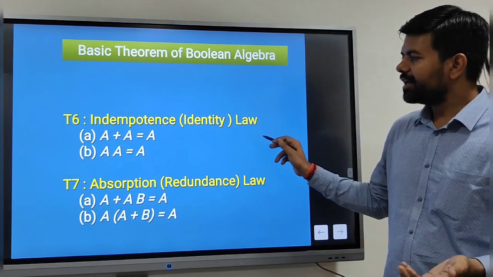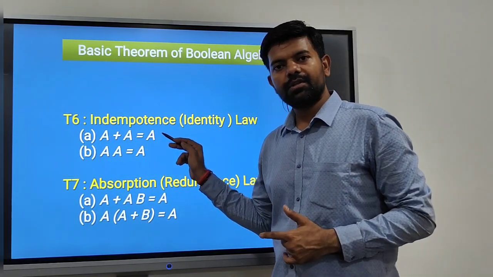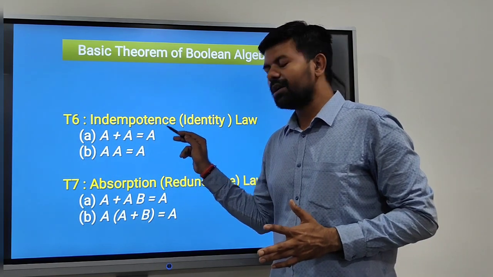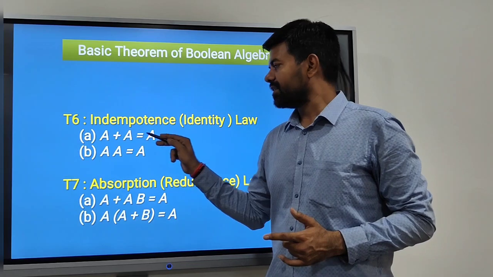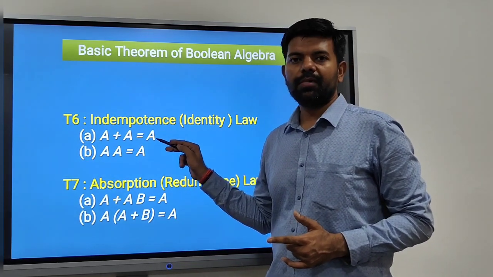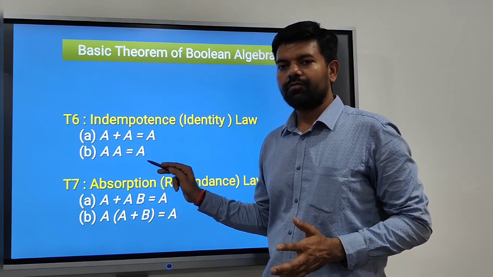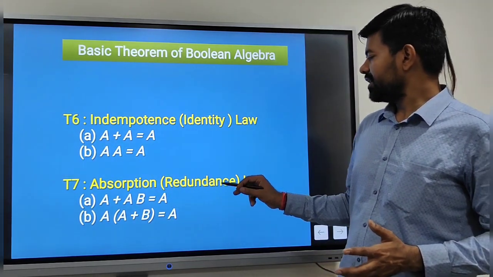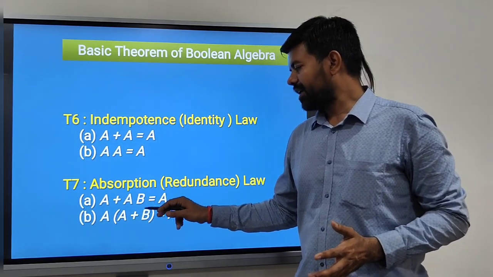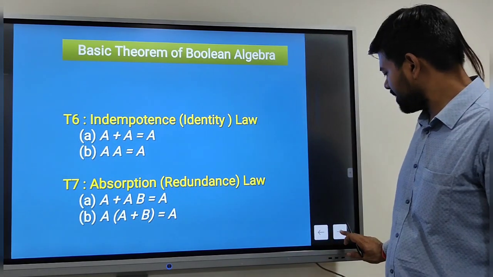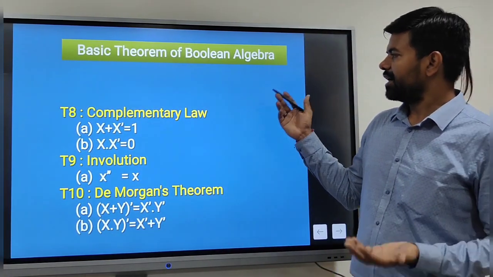Now we have some more theorems, that is the identity law, meaning A plus A. See, 0 plus 0 becomes 0, 1 plus 1 becomes 1. So whatever the variable, if the variables are similar, then the same variable will come out. 0 multiplied by 0 means 0, 1 multiplied by 1 means 1. Similarly, the redundancy law: A plus AB equals A, and A(A plus B) equals A. These are the basic theorems that we have to learn in Boolean algebra.